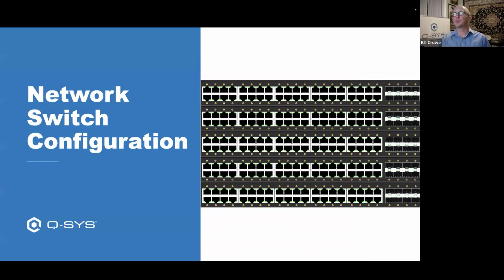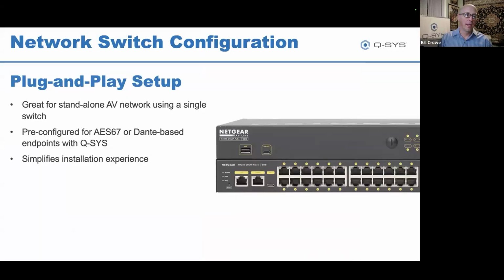So let's talk about network switch configurations. The easiest way to get a switch that's configured for Q-SYS is to buy one of our pre-configured switches. These are great for standalone single switch networks. It's by far the easiest way to do it. They're pre-configured for AES67 or Dante and Q-SYS endpoints, so you can't go wrong with that. It's simple, it's easy, so the hard work's done for you.